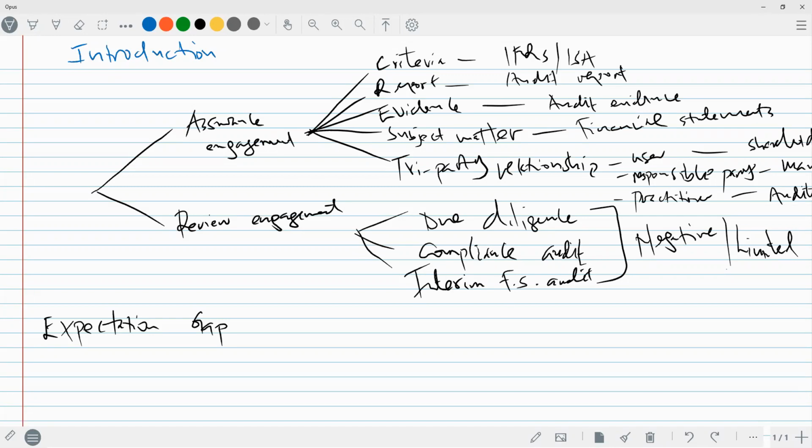Even in some cases, users may think that you are the one who prepared the accounts of the company. Don't forget, we know that you are not the one who prepares the financial statements. The management are the ones who prepare the financial statements. That's a misconception of what an auditor carries out, referred to as the expectation gap. Now we have what we call the reverse expectation gap.